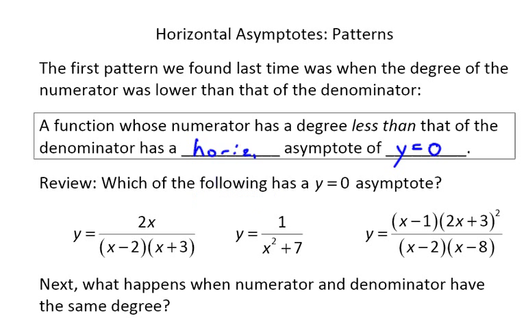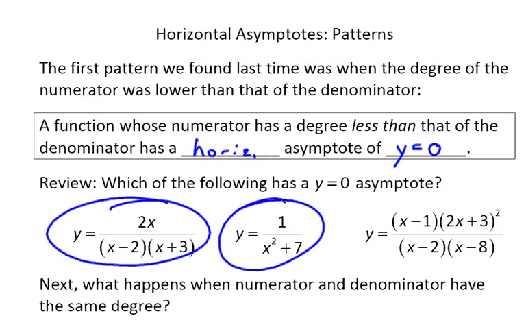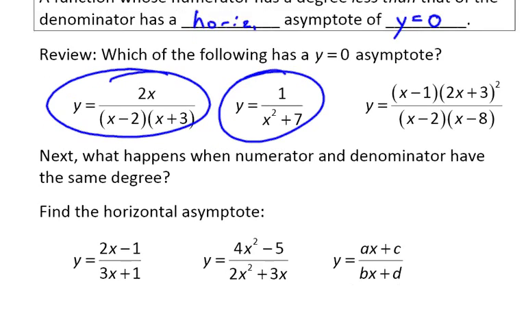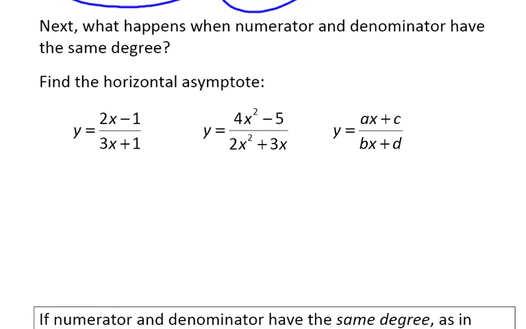The first equation has a first degree over a second degree, so that will have an asymptote of y equals 0. The second is an expression of degree 0 over degree 2, so that's going to have an asymptote at y equals 0. The last one has a degree 3 over a degree 2 polynomial, and we'll see what to do with that later. Our second shortcut has to do with when the numerator and denominator have the same degree.